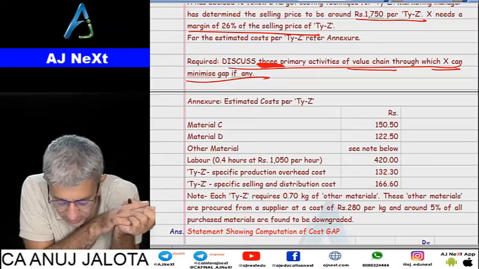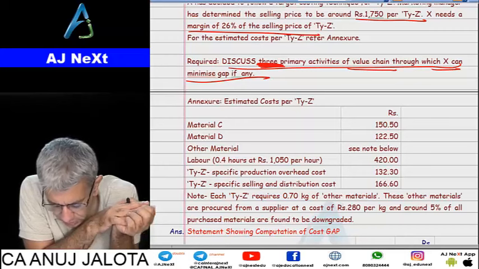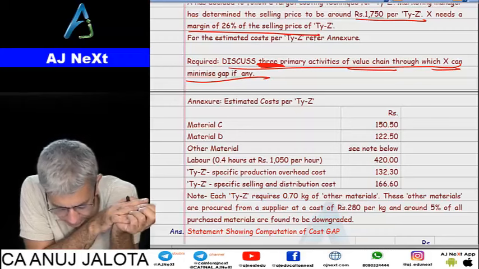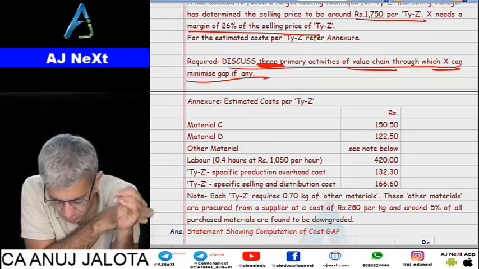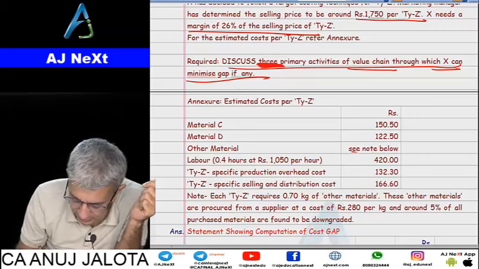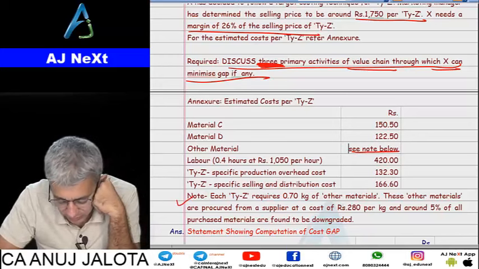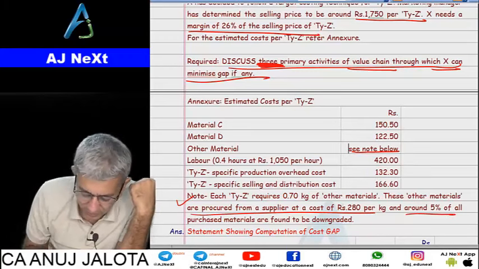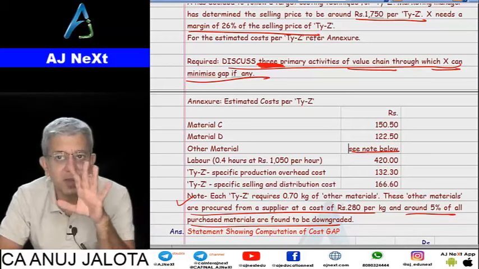Now, the extra estimated cost per TYZ: material C, material D, other materials (see note below). Labor: 0.4 hours at the rate of 1050 per hour. TYZ-specific production overhead cost, and TYZ-specific selling and distribution cost. Now this is important, see the note below. Each TYZ requires 0.7 kgs of other materials. These other materials are procured from the supplier at rupees 280 per kg, and around 5% of all materials purchased are found to be downgraded. This is where the question ends.